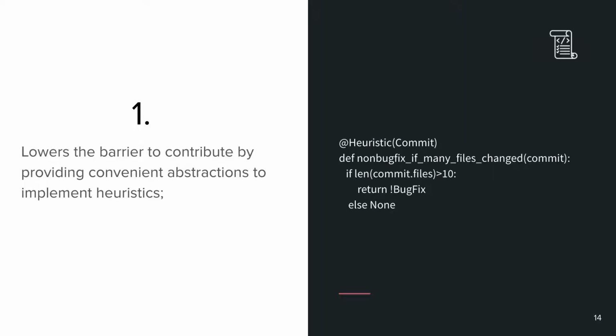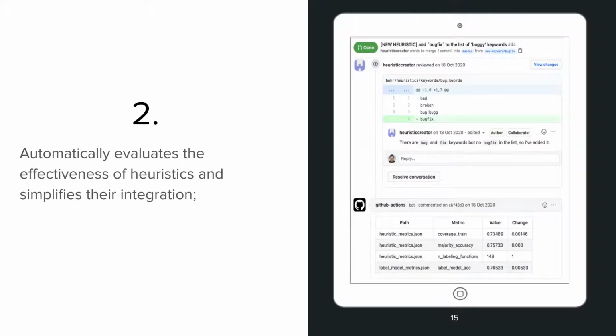It lowers the barrier to contribute by providing a clear API and convenient abstractions for heuristic creation. It automatically evaluates the effectiveness of newly added heuristics by checking if the metrics have improved. This is implemented as a continuous integration pipeline that is triggered by pull requests that contain contribution to heuristics. A GitHub bot automatically posts a comment informing whether the metrics have improved, and if so, the pull request is merged, and then the set of heuristics is extended.